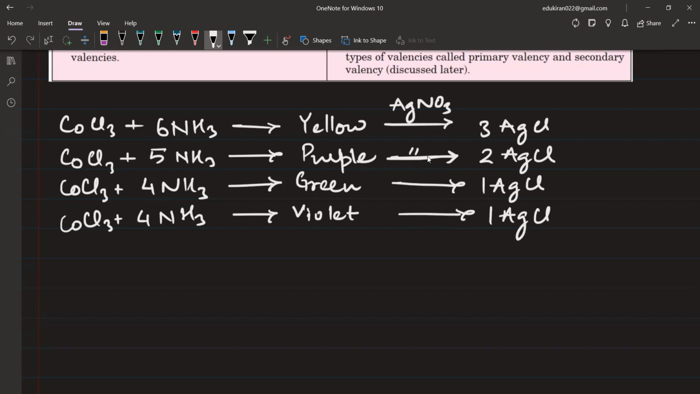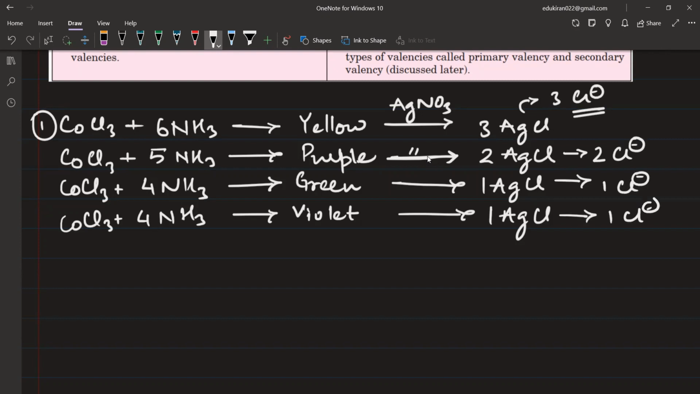From these results, he said that the first compound, which was yellow in color, had 3 Cl negatives, 3 independent chloride ions. The second one had 2 independent chloride ions. This one had 1 independent chloride ion, and this also had 1. That means this chloride was in ionic state. That is why the silver ion was able to attack this Cl negative and form AgCl. The first one gave 3 moles of AgCl, the second gave 2 moles, the green one gave 1 mole, and the violet one also gave 1 mole of AgCl.